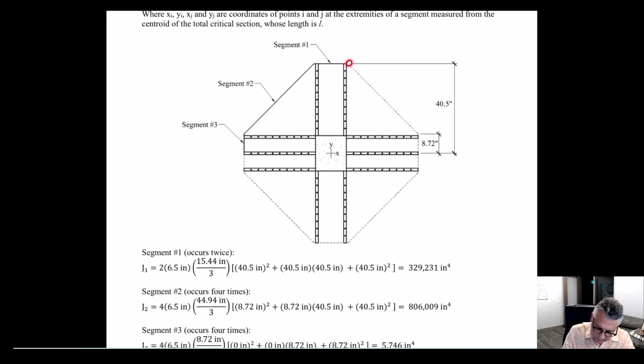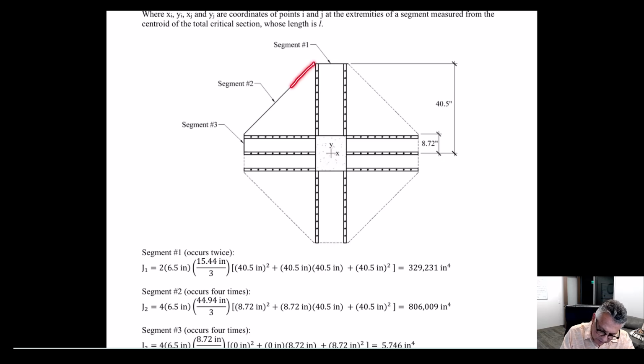Y J for that segment is also at 40.5. So Y I times Y J, they're both 40.5. Plus Y J squared. Y J is 40.5. Everything's 40.5 in this segment and this segment. Remember that 40.5 is the distance from the centroid of the entire section. So, taking care of segment ones, the two of them, okay, that was pretty easy. 329,231.